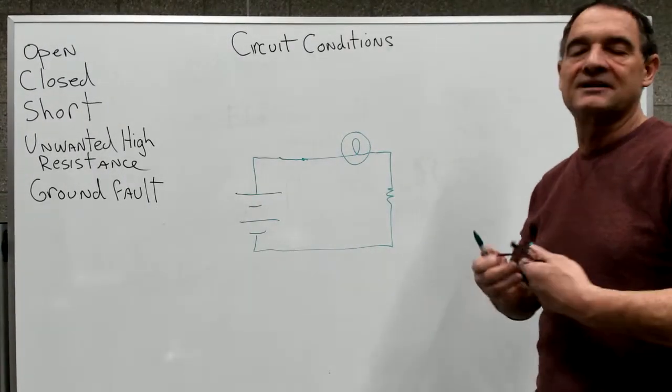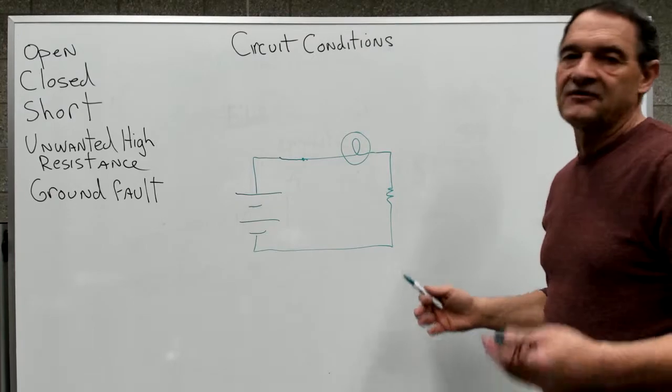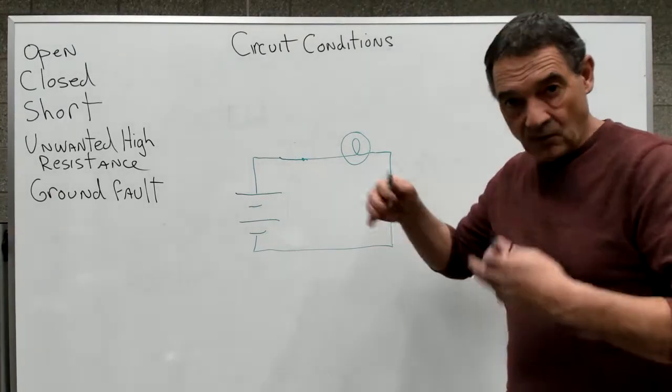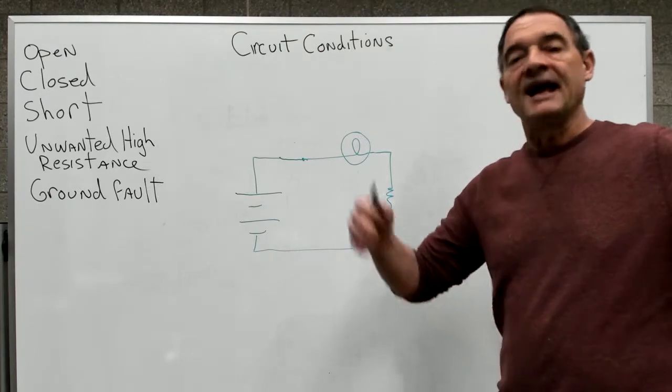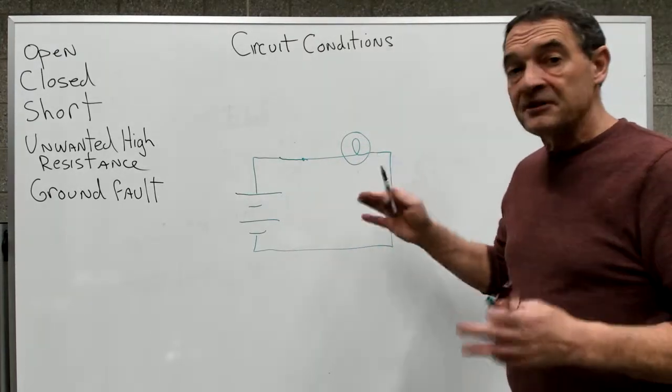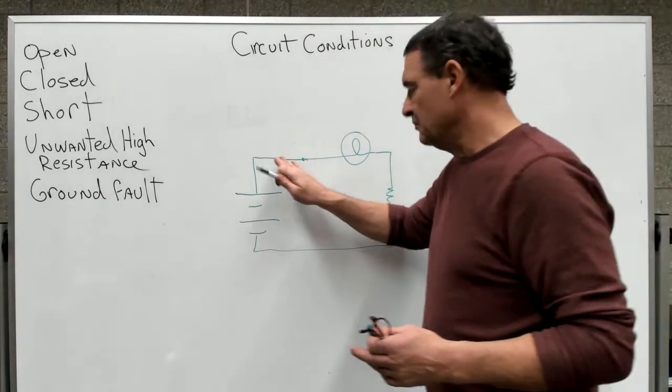Closed circuits are when things are working. You often hear of CCTV or closed circuit TV. That means that it has a wire going to a computer and they can see what's going on. So it's a closed circuit. Open circuits are when we open the switch.